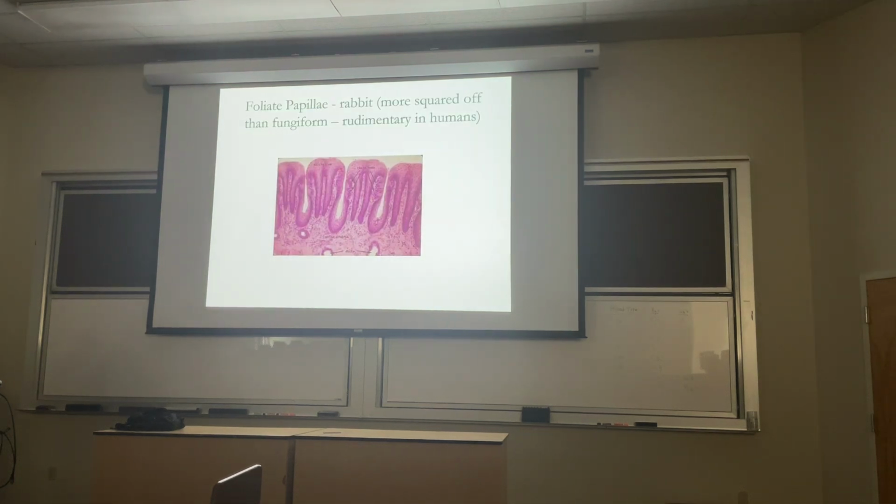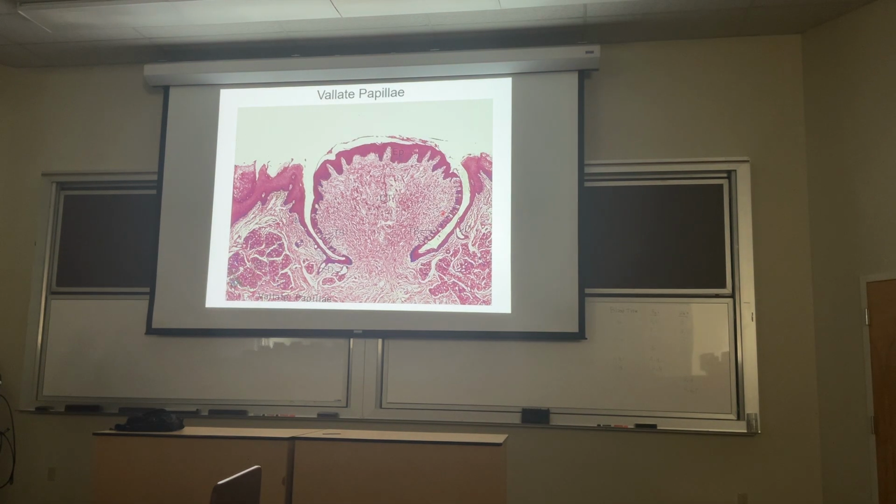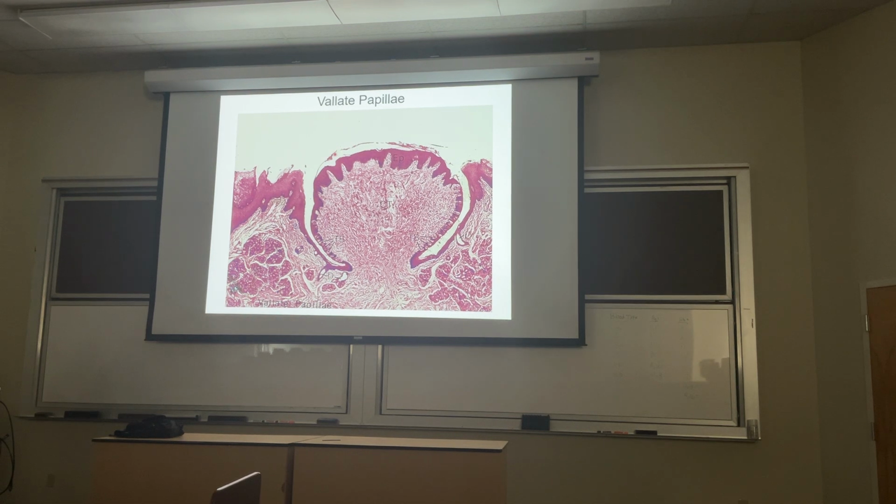Here's the foliate, again not in humans, except for the first 2 years of life perhaps. And we can have taste buds in this location of the foliate. I think at least some of us have the foliate papillae in our slide boxes from a rabbit. This is the one that we'll all see, in addition to the filiform and the fungiform. We'll all have the circumvallate papillae. These are the largest. Notice the keratin here that's, again, artifactually pulled away. In life, in vivo, it would be right on the surface.